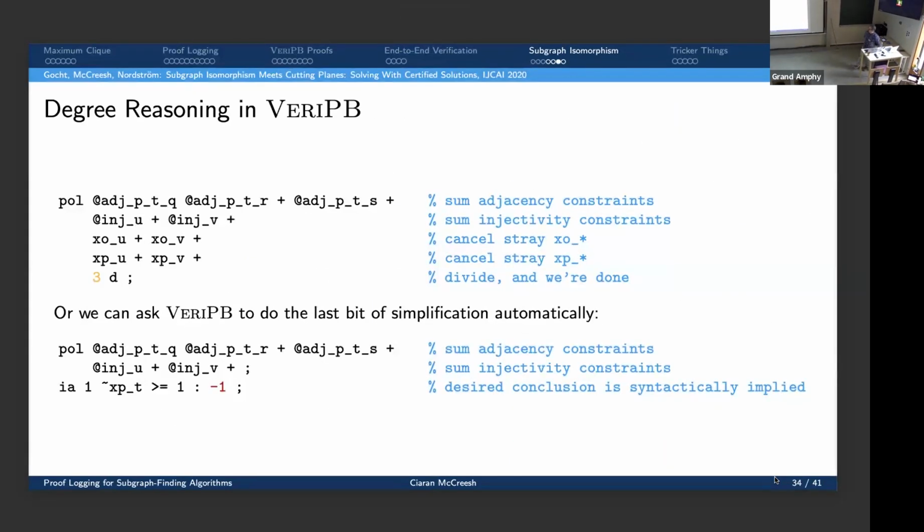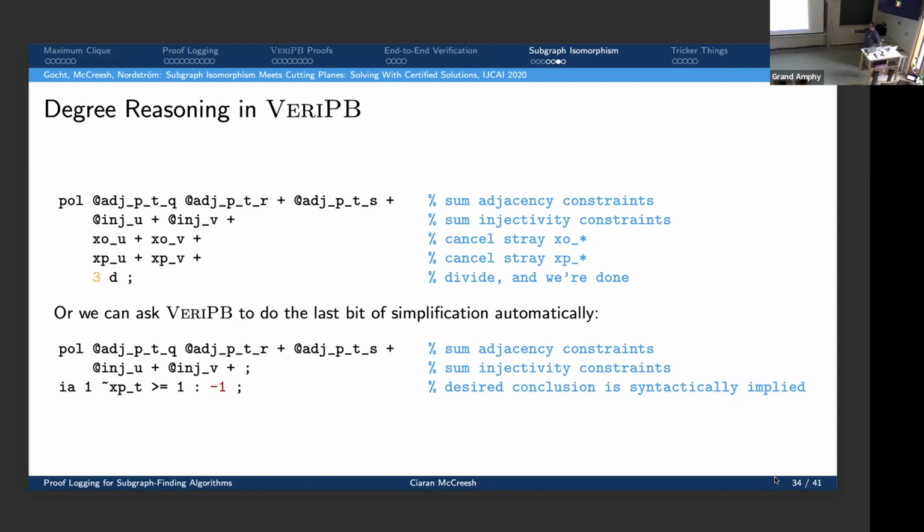And this sort of looked a bit mysterious, but in VeriPB syntax, all we're doing is writing a pol line. We're saying take the adjacency constraint: if P maps to T, then where does Q go? The adjacency constraint, if P maps to T, then where does R go, and so on. The injectivity constraints on U and V, some mysterious literals, and divide the whole thing by 3. We just do some additions and some divisions. So again, we are literally writing out text to a proof file. No pseudo-Boolean reasoning inside the solver.